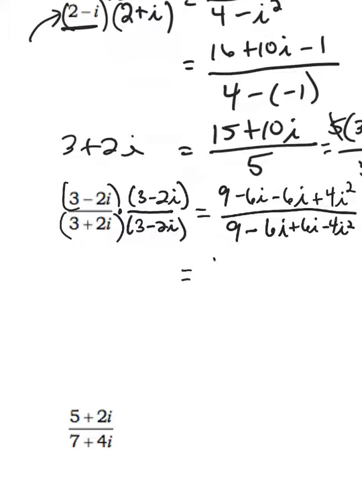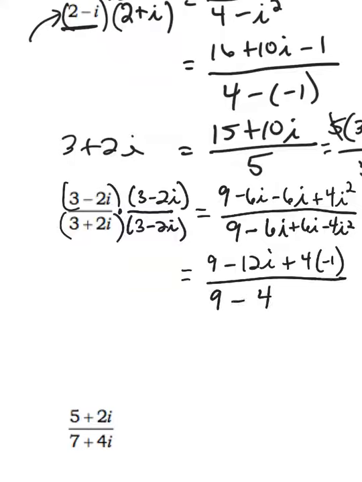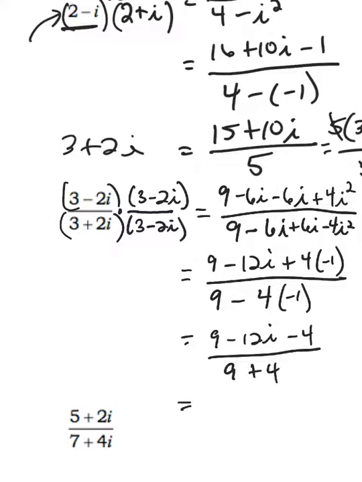Let's keep going. On top, 9 minus 12i plus 4 times negative 1. On bottom, 9. Two middle terms cancel out. Minus 4. Instead of the i squared, I'm going to put negative 1 on the bottom. 9 minus 12i minus 4. Just simplifying. Double negative is positive, so we're going to say plus 4 on bottom. The last part of this is pretty much simplifying. 9 combined with negative 4 is 5. On bottom, 9 combined with positive 4 is 13. This is our solution.